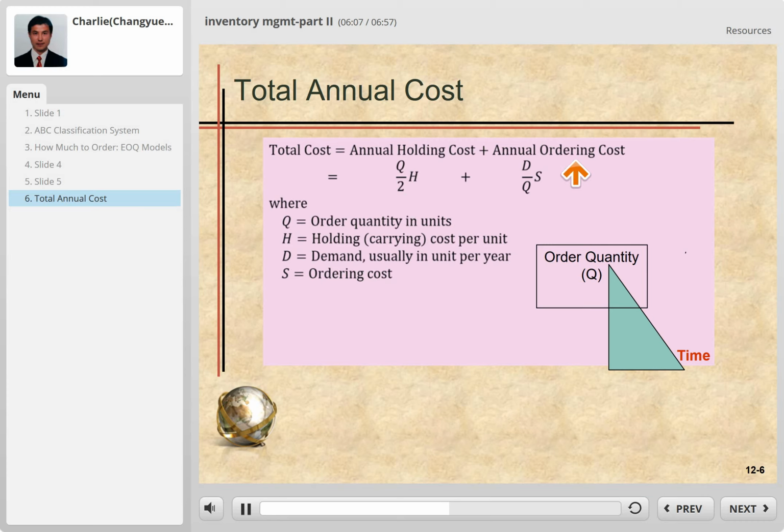Another cost is the annual ordering cost. The number of orders per year is the total demand, which is capital D, divided by the order quantity each time, which is Q. So D over Q. Annual ordering cost is the number of orders, which is D over Q, times the ordering cost each time, which is S. So the ordering cost is D over Q times S. So the total inventory cost is Q over 2 times H plus D times S divided by Q.